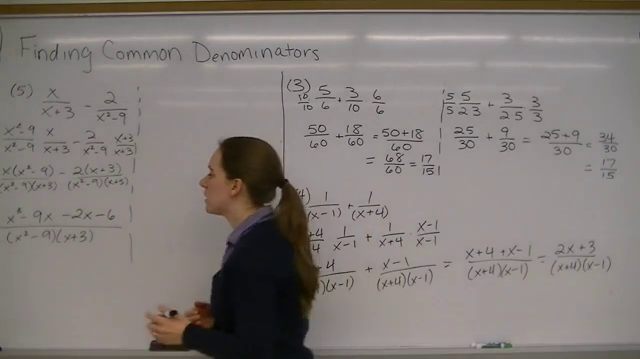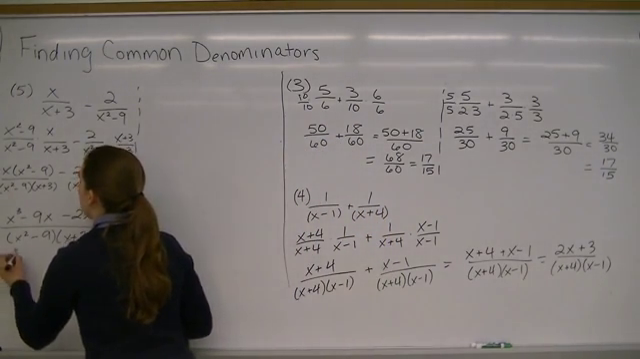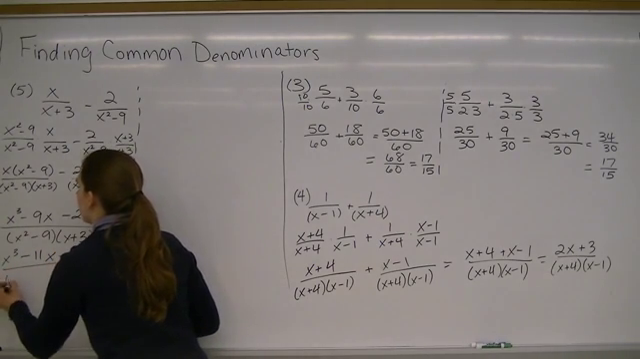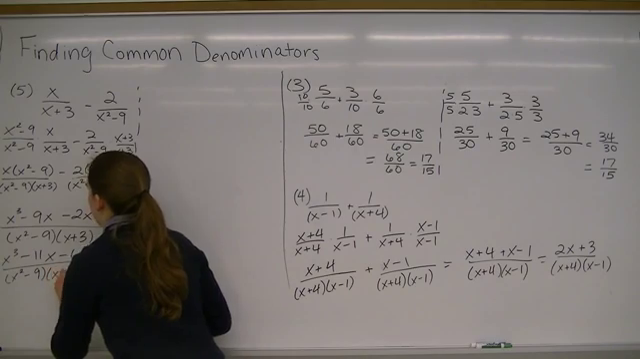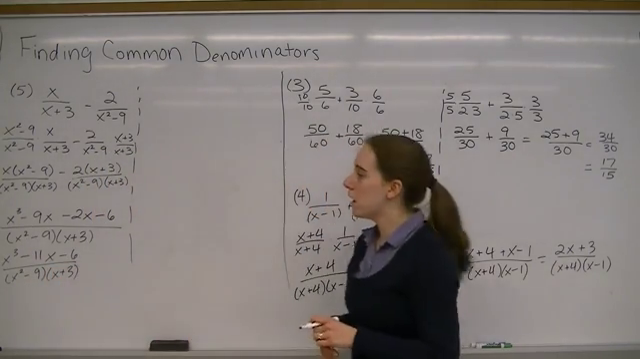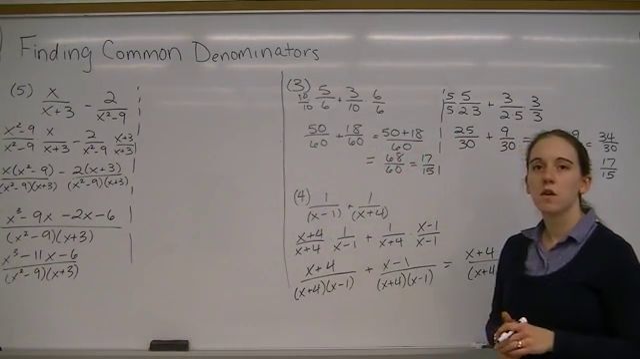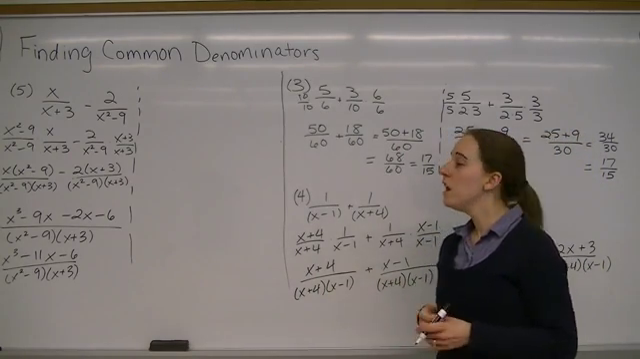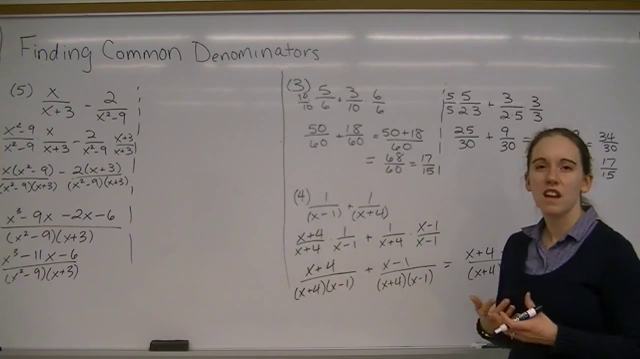So let's combine like terms. I have x cubed minus 11x minus 6 over x squared minus 9 times x plus 3 as a common denominator. So there's my final answer for the quick and dirty way. This will likely be able to be simplified, but we can't see it right here, not yet at least.